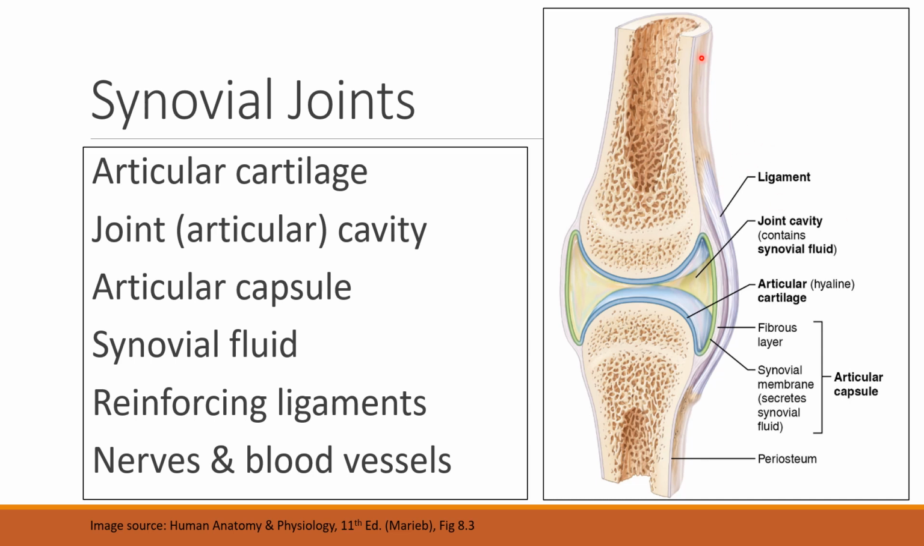But just as a brief overview, you have what's called articular cartilage. That's here at the ends of the bones. You have a joint cavity, also called an articular cavity. You have an articular capsule, which has a fibrous layer and a synovial membrane. This fibrous layer is continuous with the periosteum. And then you'll have reinforcing ligaments as well.